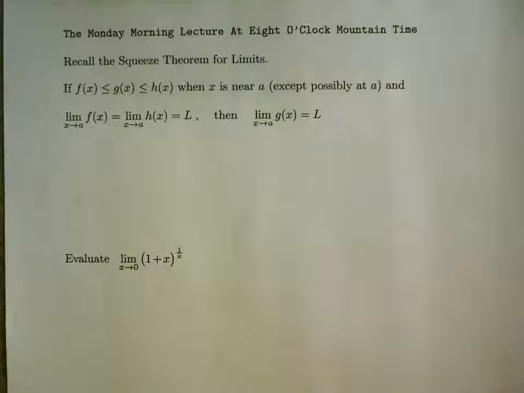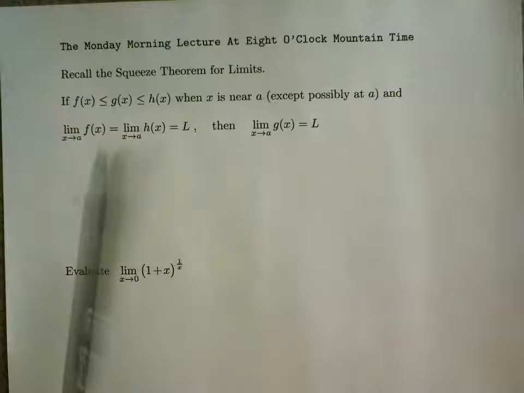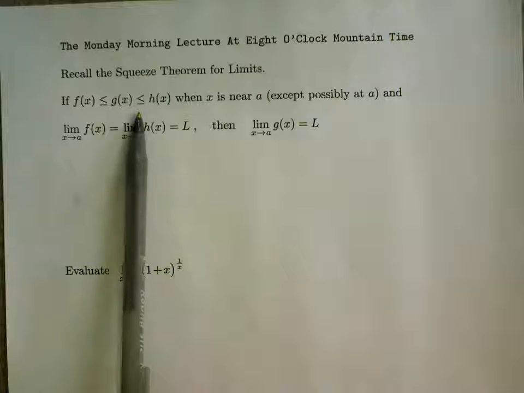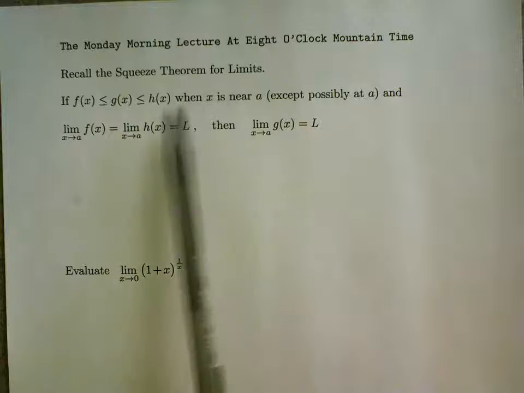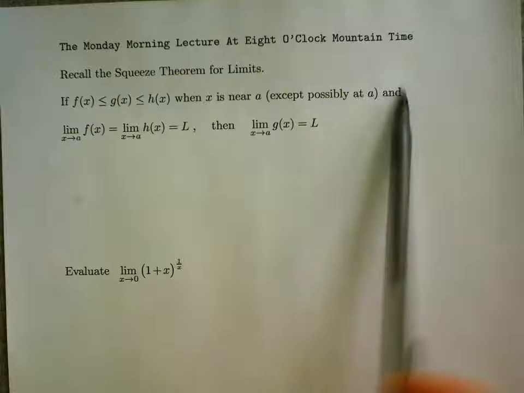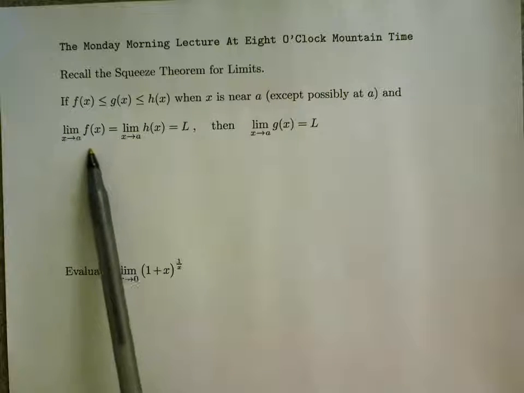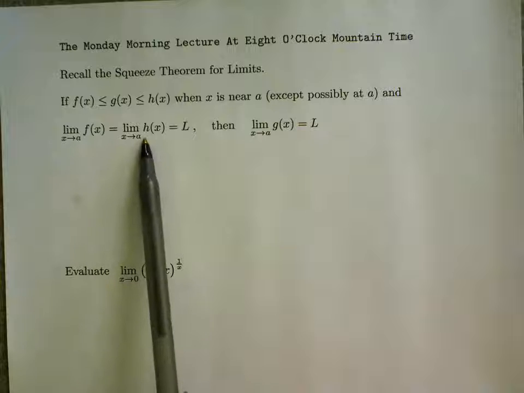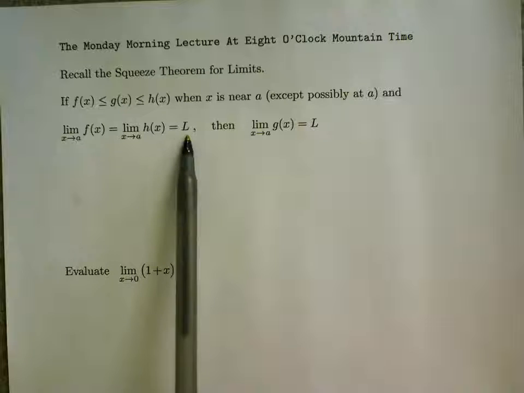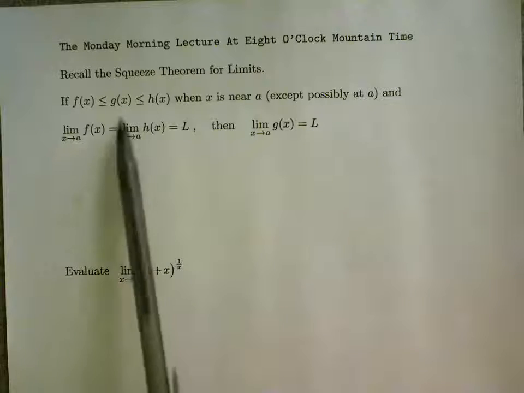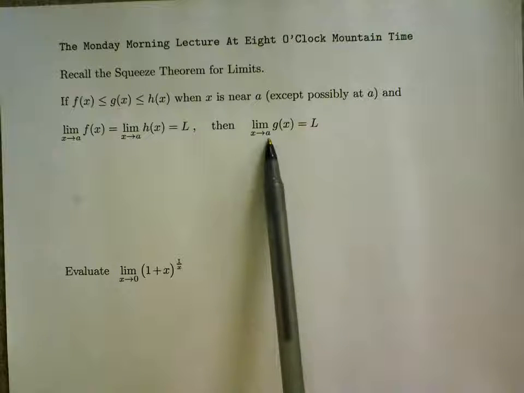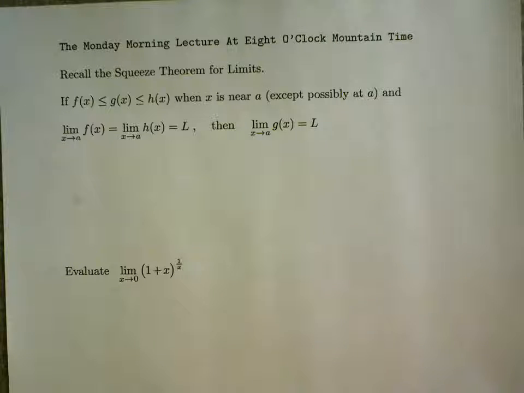So recall the squeeze theorem for limits. If f of x is less than or equal to g of x, which is less than or equal to h of x, when x is near the number a, except possibly at a itself, and if the limit of f of x as x approaches a is equal to the limit of h of x as x approaches a, if that limit is equal to L, then the limit of g of x, which is between f of x and h of x, also must have a limit equal to L as x approaches a.